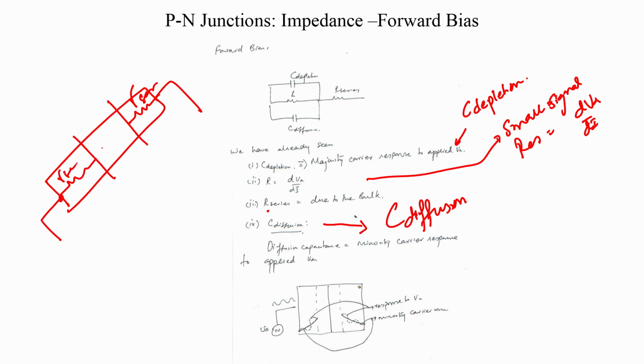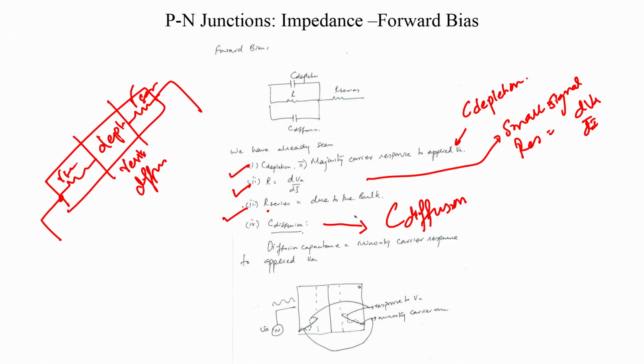Okay, but apart from that you have your depletion capacitance, you have your small signal resistance due to the diode behavior, and you also have something called a diffusion capacitance. Now we have already looked at depletion capacitance, we will not worry about that. We have already calculated what dVA by dI is, which is your diode resistance, we will not worry about that.